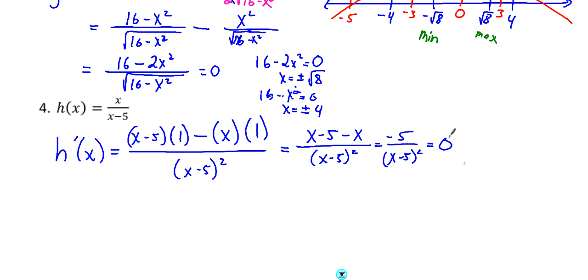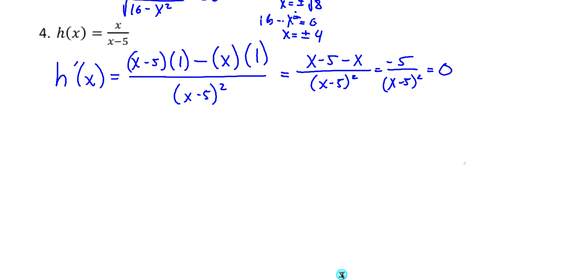We set that equal to 0, and our critical points, since we don't have any x's in the numerator, I don't have any zeros, but on the bottom I have one critical point, x equals 5, and that's where my function is undefined. So that's all we got. So we put 5 here. Okay, that's where my function is undefined.